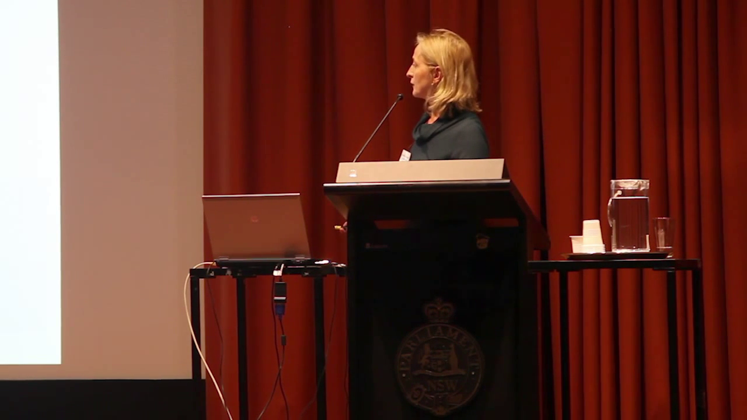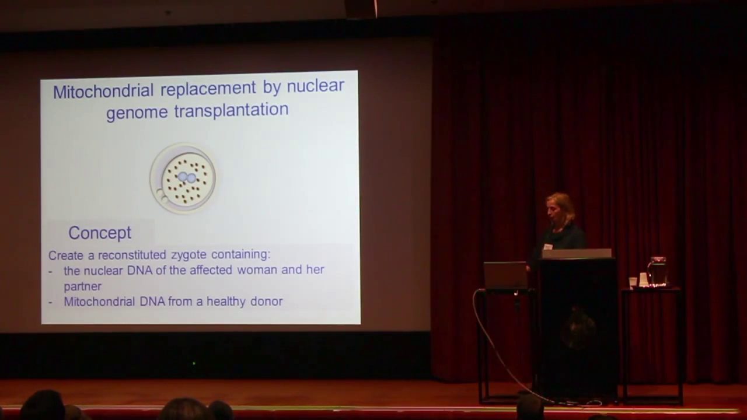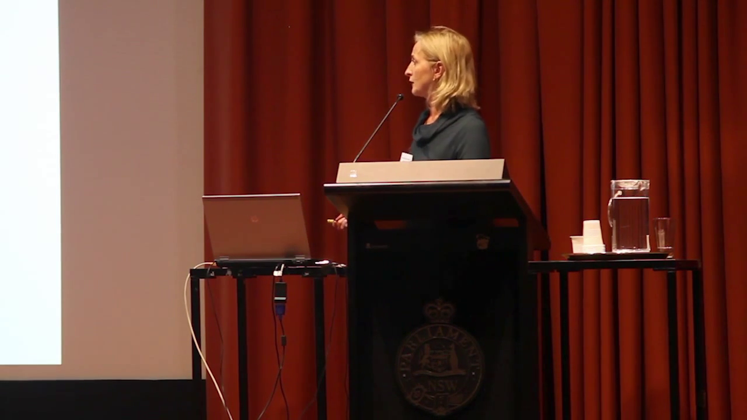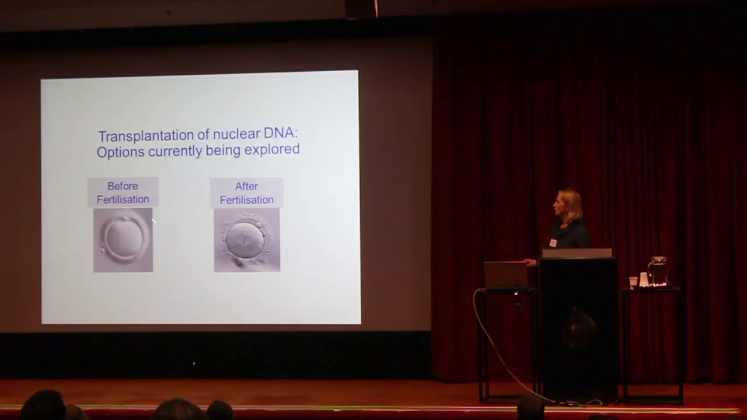And the concept is that you would create this reconstituted zygote, or fertilized egg, containing the nuclear DNA of the affected woman and her partner, and the mitochondrial DNA from a healthy donor. There are a number of approaches currently being investigated for this. One is that we transplant the nuclear DNA before fertilization. The other is that we do it after fertilization. The after fertilization one is called pronuclear transfer.